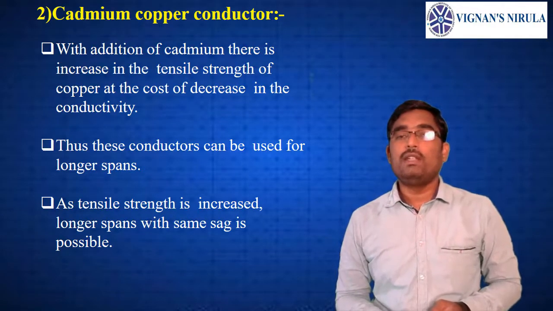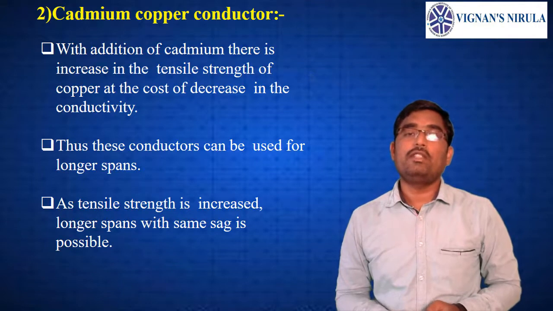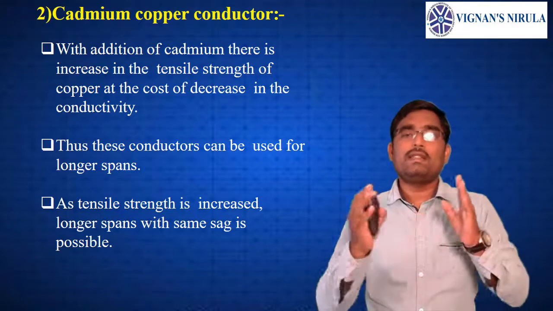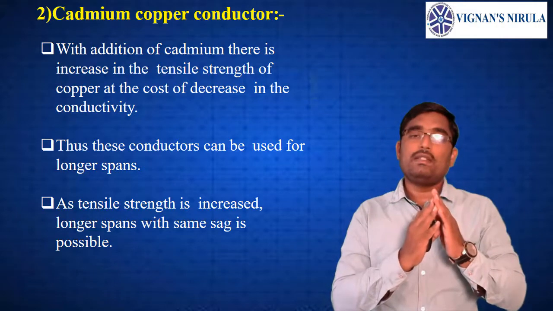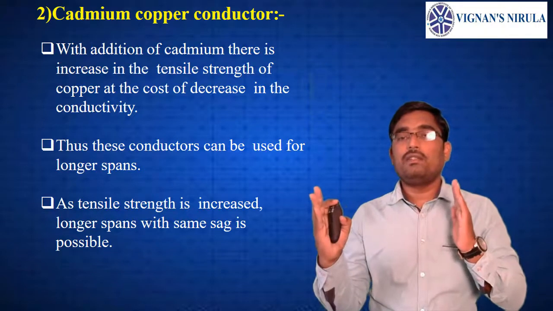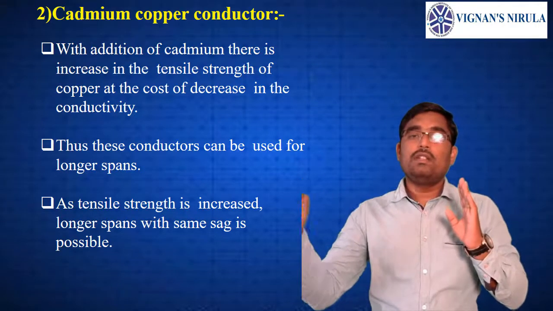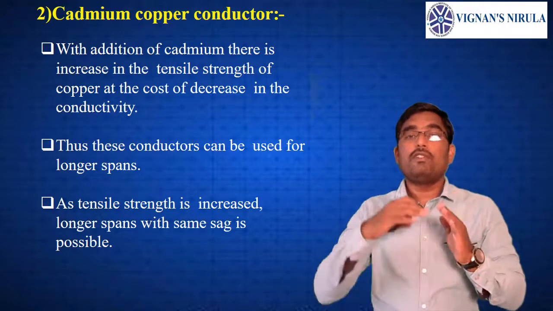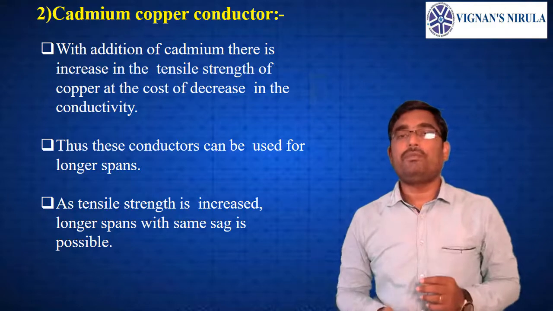See here, as tensile strength is increased, longer spans with the same sag are possible. Without affecting the sag, you can increase the span length, the distance between the towers. What is the advantage of increasing the span length? If you increase the span length without affecting the sag, the total number of towers required throughout the length of the transmission line will be reduced, so the cost of installation will be reduced.